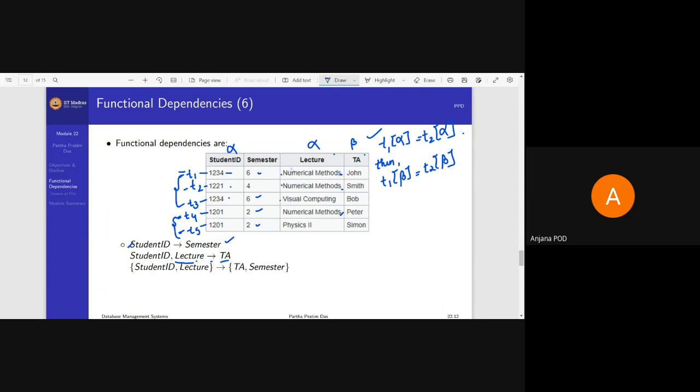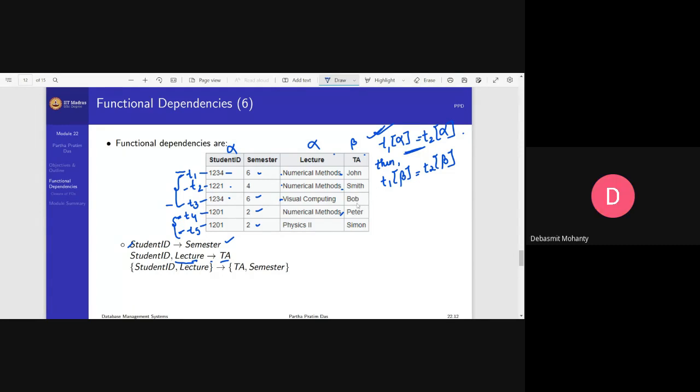So by that, you can say that all the values are unique. For example, if in tuple 3 it was 1234 and in lecture it was numerical methods, then we could have said that tuple 1 and tuple 3 are satisfying this particular condition. However, here you can see that none of the tuples satisfy this condition. So we can say that student ID and lecture have unique values, so it will determine TA. Is it making sense?